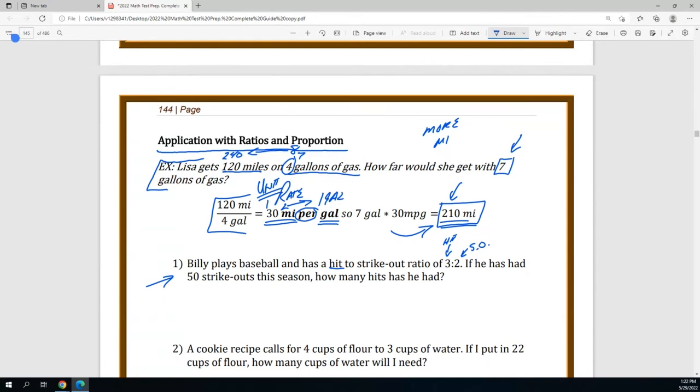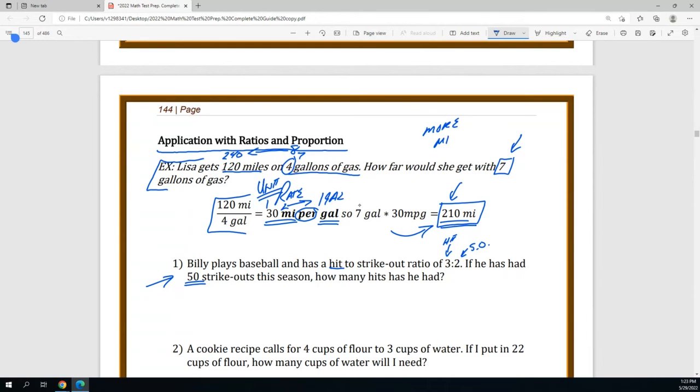So I'll always ask students, does he get more hits or more strikeouts? And students will usually tell me, well, if it's 3-2 and the 3's the hits, well, that's more than 2. And I'll say, yeah, that's exactly right. He's going to hit more than he strikes out. So I'll ask them, well, what do you think about 50 strikeouts? If he's gotten 50 strikeouts already, should he have hit the ball more? And they'll say, yeah, he should have hit the ball more. I'll say, yeah, so that number should be more than 50, right?